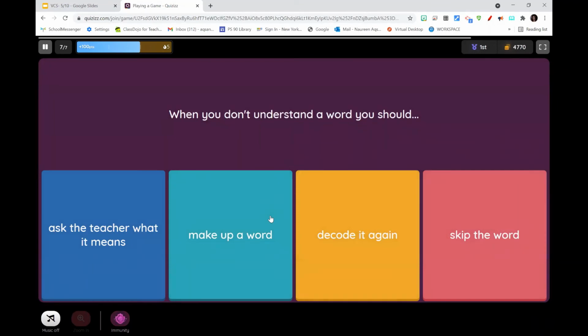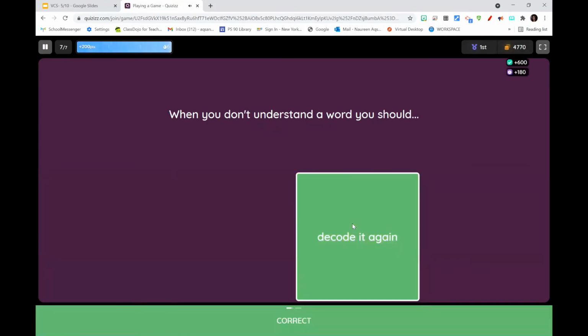Next question, boys and girls. When you don't understand a word, you should ask the teacher what it means, make up a word, decode it again, or skip the word. I believe it's decode it again.